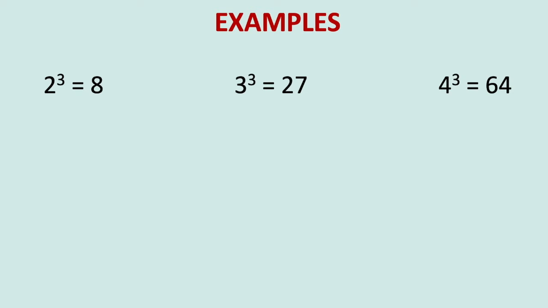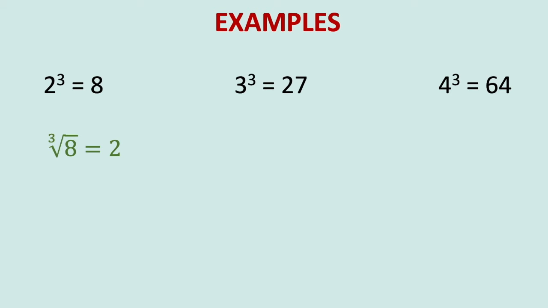So here are 3 common cubes that you will know by the end of this video. We start with 2 cubed is equal to 8. So that means that 2 times 2 times 2 is equal to 8. First we have 2 times 2, which is 4, and then we take that times 2, which gives us 8. So 2 cubed equals 8, which means that the cube root of 8 is equal to 2.